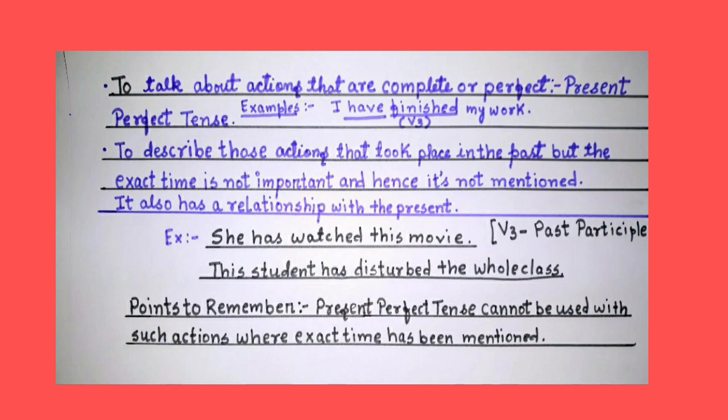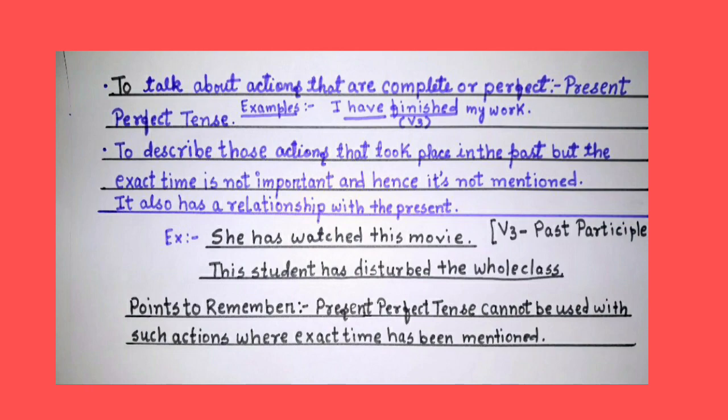Next example, this student has disturbed the whole class. Again, this example is quite easy to understand. So present perfect tense tells about perfect actions, actions which are complete, and those actions which were completed in the past, but the exact time is not important and is not mentioned.